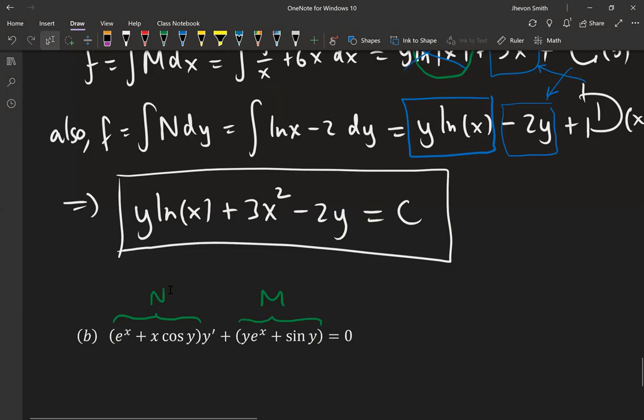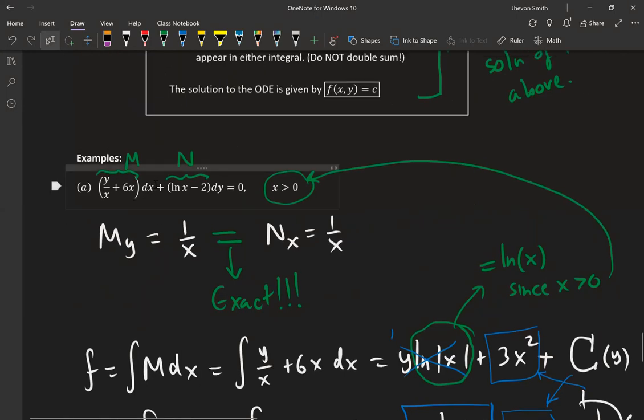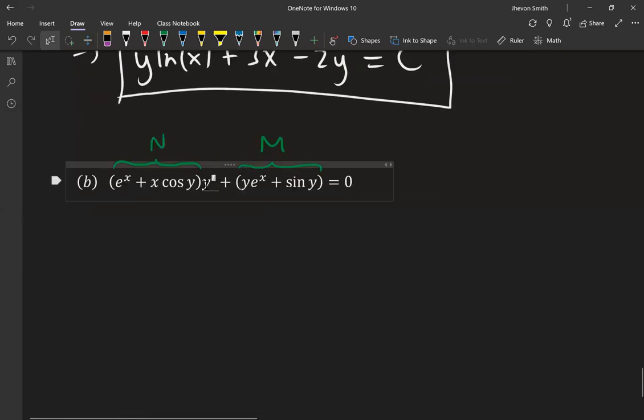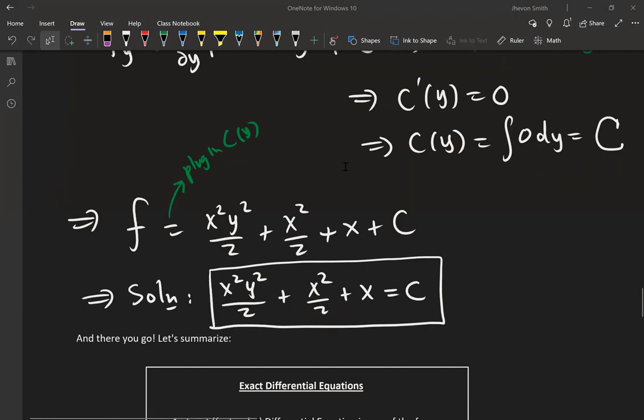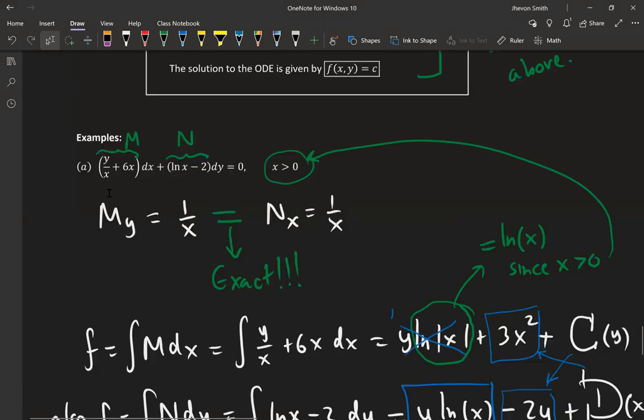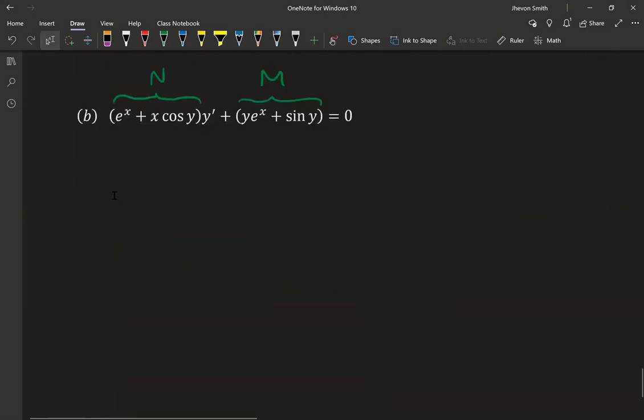The M is not the guy that shows up first. The M is the guy that's attached to the dx, or the guy that if you write it in the y prime notation, the M is the guy that doesn't have the derivative attached to it. The N is the guy that has the derivative attached to it. So that's the first thing. Here you're going to realize, oh, yeah, Jhevon tried to trick me, but I'm not going to fall for it because I pay attention to details. And I know this table like the back of my hand. I know that the M is the guy that's attached to the dx, so he's not going to fool me. Okay, so that's the first thing.